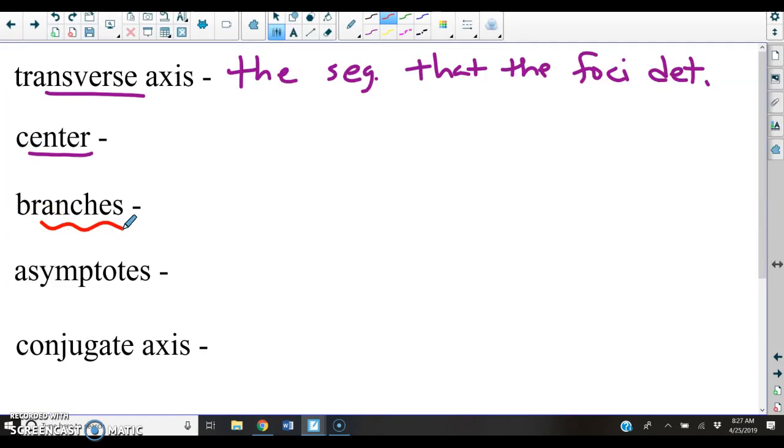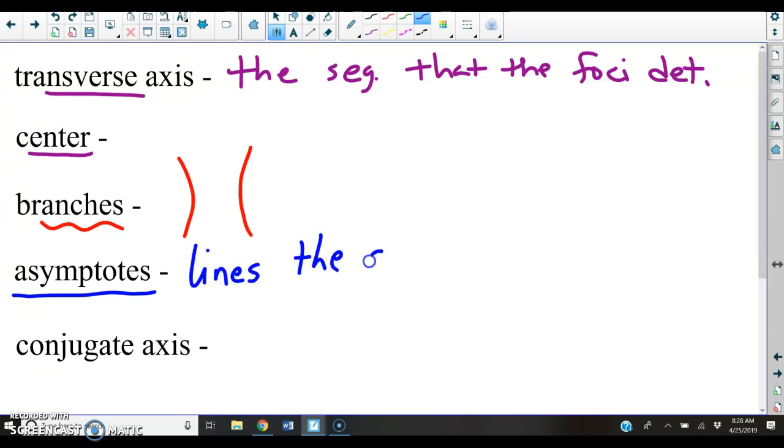The branches are the 2 parts, the 2 curves. You can look up these definitions in your book if you want more than that, but we will be using them. The way hyperbolas are made, you get asymptotes. And we'll take a look at that, but you know what asymptotes are. They are lines the graph approaches, but never really touch.